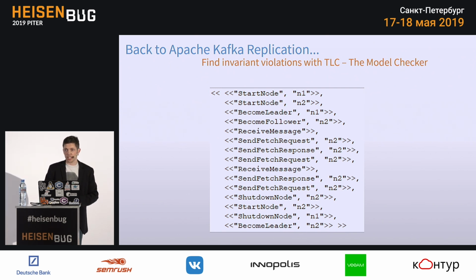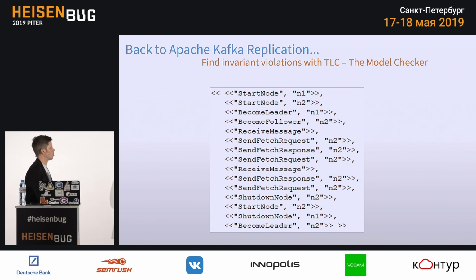And when I run the model checker, it finds this sequence of actions violates that invariant. So it's just like earlier. We start node 1, and then we start node 2. Node 1 becomes leader, node 2 becomes follower, and the leader receives a message. The follower sends a fetch request. It gets a fetch response. So it's got the first message, but its high watermark is still 0. It sends a fetch request, and then another message comes in to the leader. The leader sends a fetch response, and at this point, the follower has 2 messages, and its high watermark is 1.